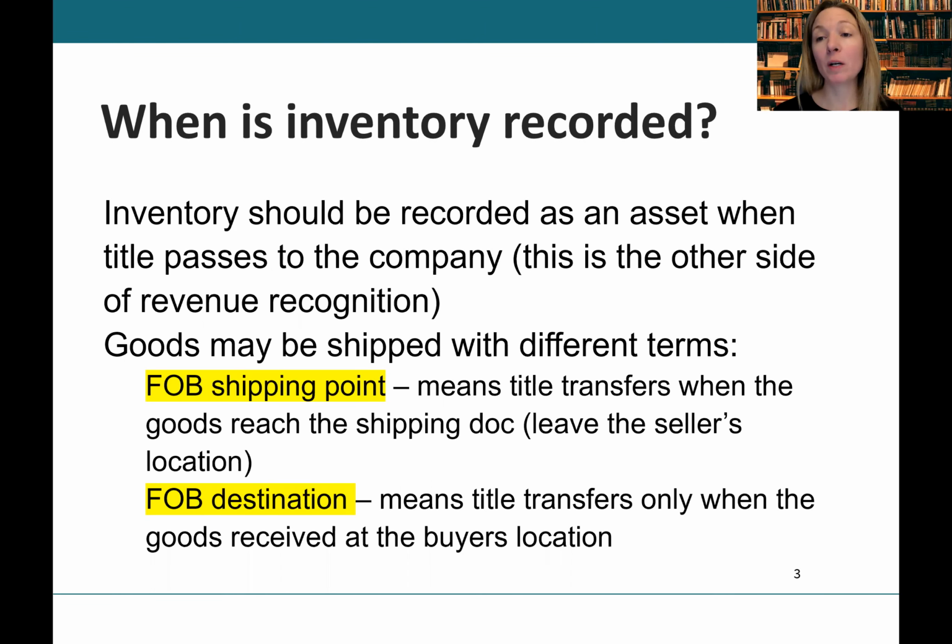Inventory is recorded at one of 2 points, and that really depends on when the title passes. So the title can pass when the goods are shipped, which is FOB shipping, or the title can pass when the goods are received, which is FOB destination.